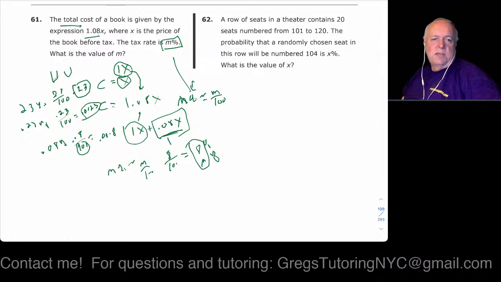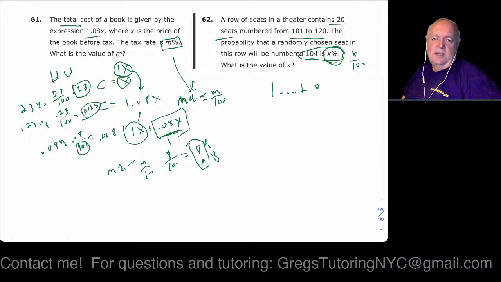So 62 says a row of seats in a theater contains 20 seats. They're numbered from 101 to 120. So basically, it's 101 to 120. There's not a big deal here. Every seat is accounted for. The probability that a randomly chosen seat in this row will be numbered 104 is X%. If you notice, they're playing that same percent game right here. So it means X over 100. Okay, what is the value of X?